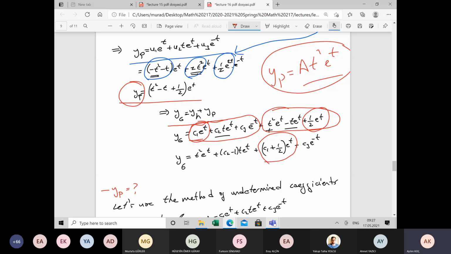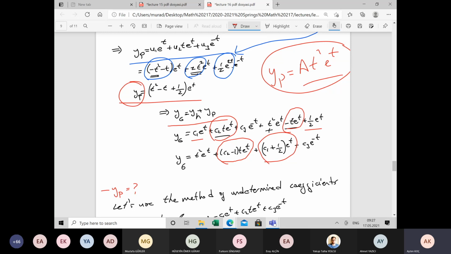And next one, t times e to the t, this one. And also here, t times e to the t. So we obtain this one, C2 minus 1 t e to the t. And also, using a different color, this one, and the last one, t squared e to the t, is this one.